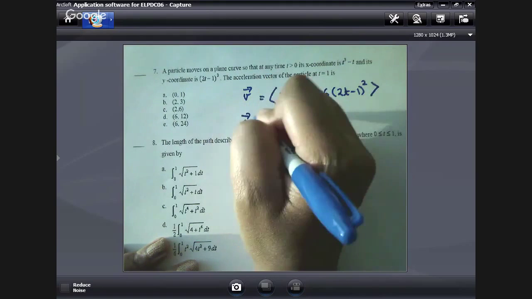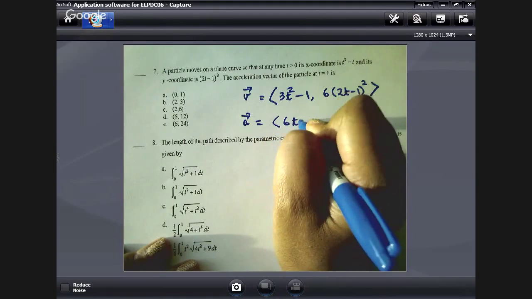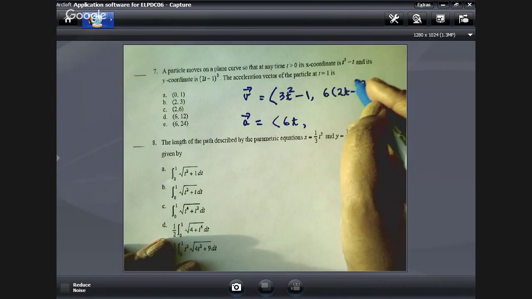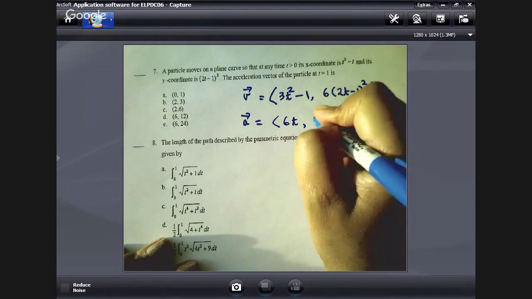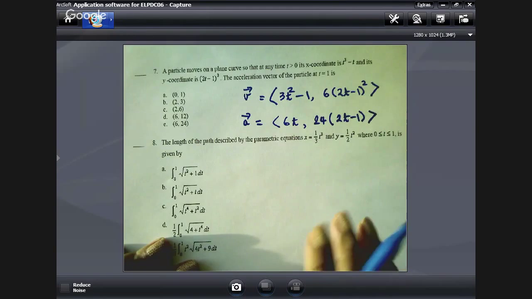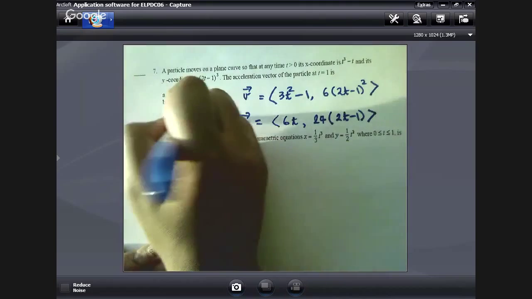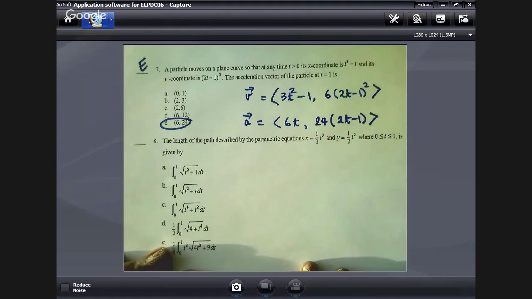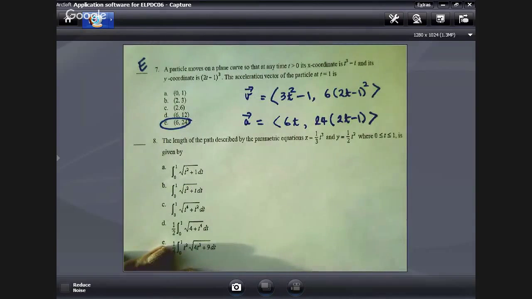And the acceleration vector would therefore be the derivative of those components. Derivative of 3t squared minus 1 is 6t, and derivative of 6 times that quantity squared is 2 times 6, which is 12, times the derivative of the inside function, which is 2, so that's 24, times (2t minus 1). Plugging in 1, I get 6, 24. So the answer to number 7 is E. Let me check those derivatives. This is 3 times, and the derivative of the inside function is 2. Yeah, I think I'm good.